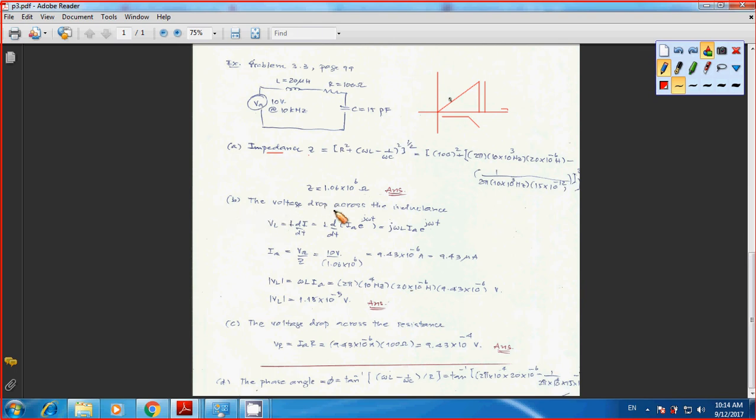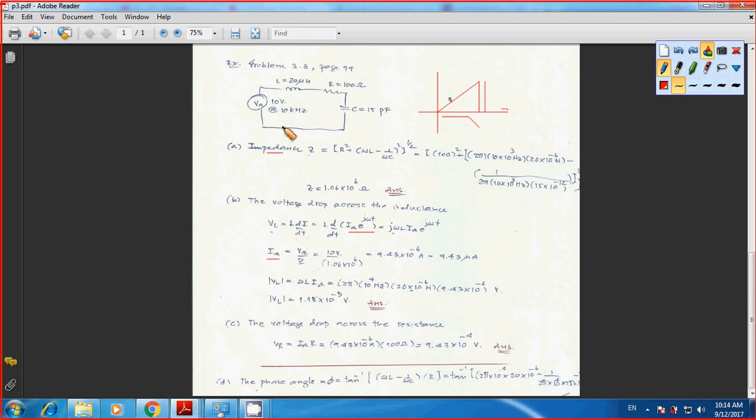For the voltage drop across the inductance, you know that VL equals L dI/dt, right? So this is your I term, and you differentiate with respect to t. You have a j omega here. You still have L, and you have IA and exponential j omega t. And now you're looking for IA. What is your IA?